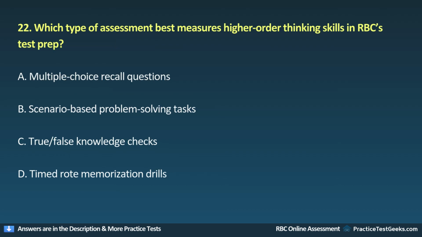22. Which type of assessment best measures higher-order thinking skills in RBC's test prep? A. Multiple-choice recall questions. B. Scenario-based problem-solving tasks. C. True-false knowledge checks. D. Timed rote memorization drills.